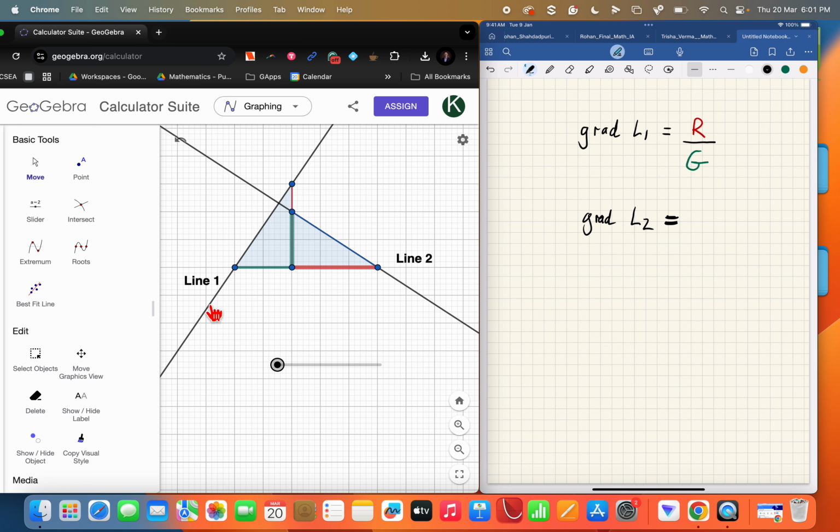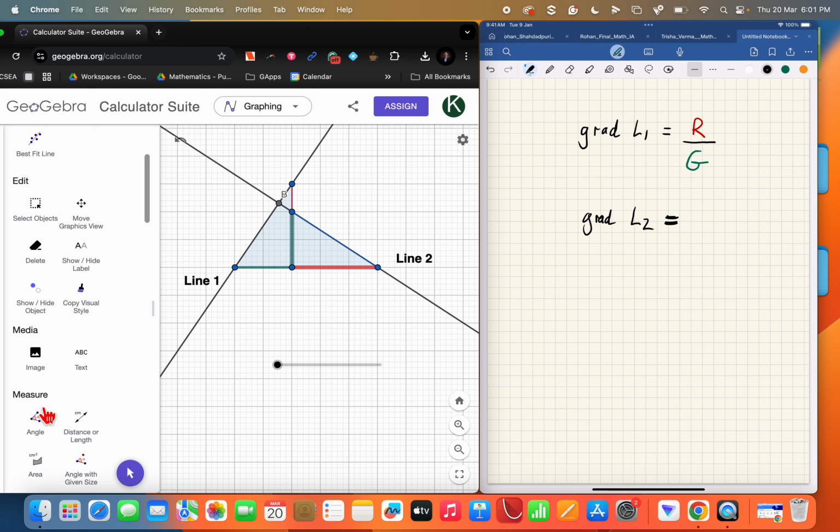So wouldn't that mean that line 1 and line 2 are perpendicular to each other? If you're not too sure, let's put a little point on the intersection. Let's go and measure the angle between line 1 and line 2. And you see it's 90 degrees.